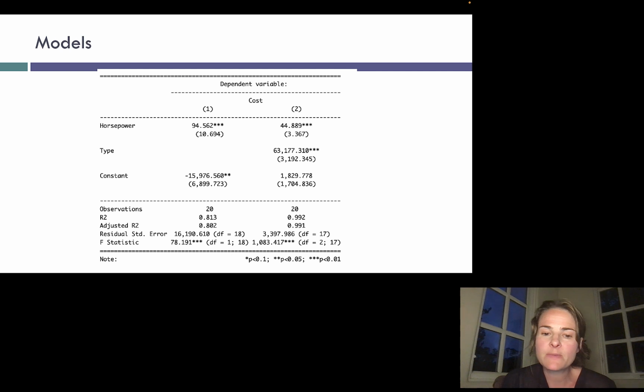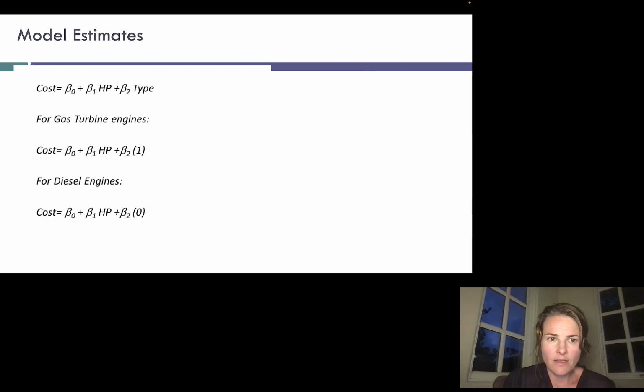So we're going from explaining about 80% of the variation in the cost of this engine to about 99% of the variation in the cost of this engine. You see the standard errors shrinking kind of along the same lines, which is going to shrink our confidence intervals. And so we can use this information to predict either kind of cost.